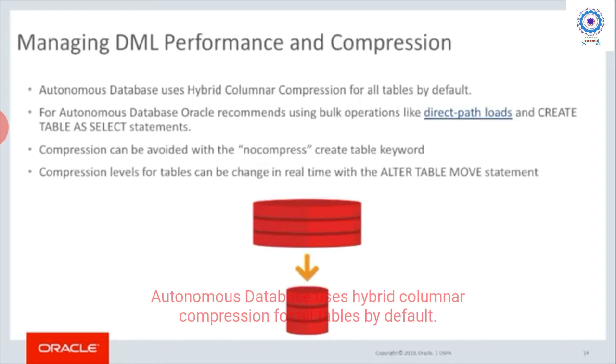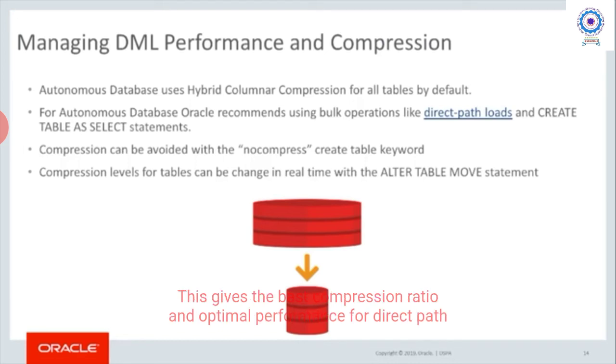Autonomous Database uses hybrid columnar compression for all tables by default. This gives the best compression ratio and optimal performance for direct path load operations like the loads done using the DBMS_CLOUD package. If you perform DML operations like update and merge on your tables, these may cause the compression ratio for the affected rows to decrease, leading to larger table sizes. These operations may also perform slower compared to some of the operations on an uncompressed table.